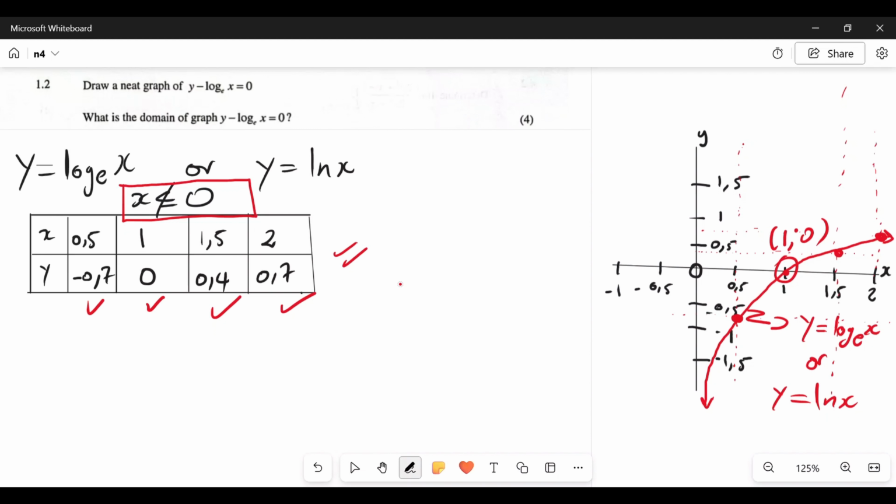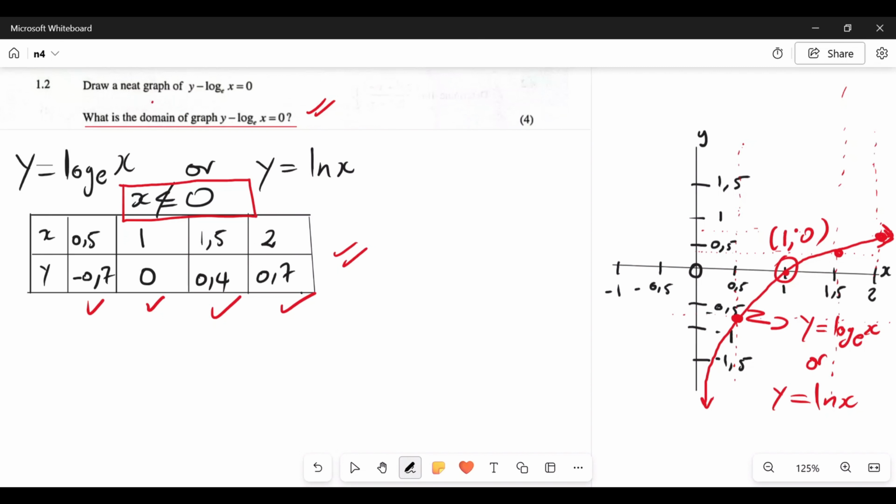All right, guys, we are done with this part of the question. Let's move on to the next part, which is this one here. Right. So this part here, they are asking, what is the domain of the graph y minus log base e of x is equal to 0? So this is the question that they are asking.